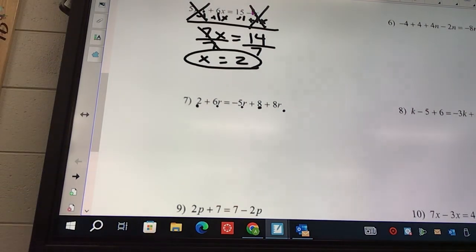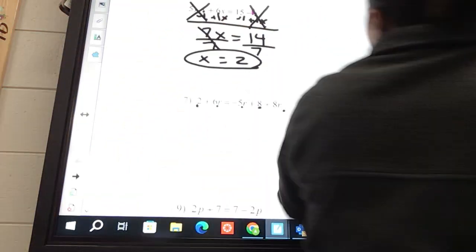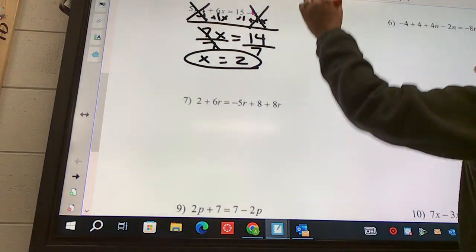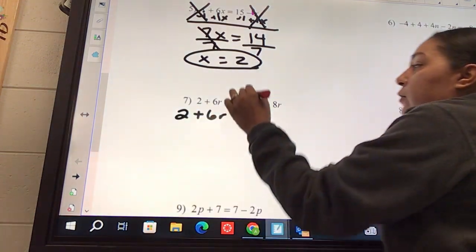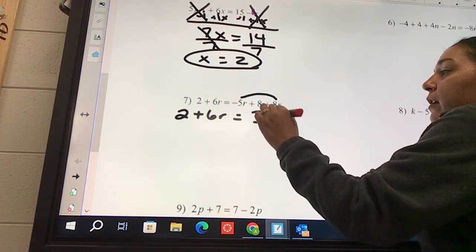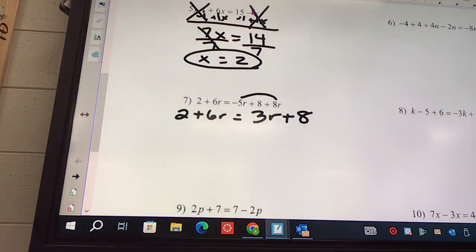Okay, and what can I combine on that side? The -5 and the 8. Okay, because they both have a letter in it, those are the ones that we can combine together. Okay, so when I combine, what is -5 plus 8? Yeah. Okay, so our new equation is going to be 2 plus 6r equals, when we combine these ones, we're going to get 3r plus 8. And now this is set up just like the one before. Okay, so if there's more than 2 pieces on each side, something has got to get combined.